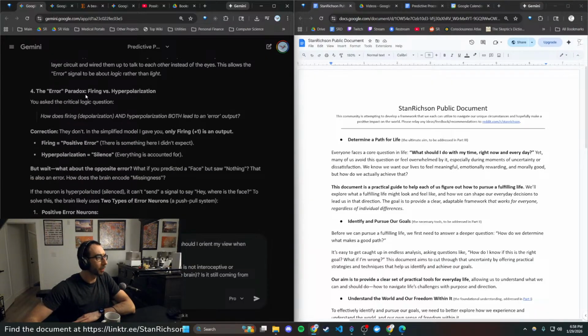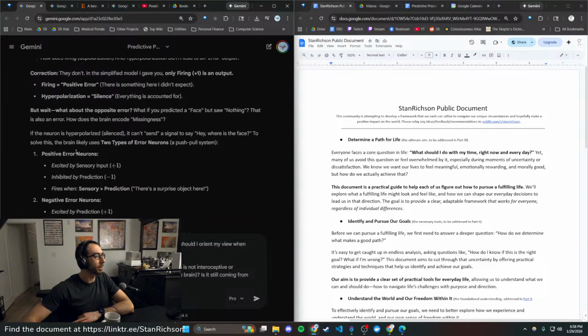The error paradox, firing versus hyperpolarization. How does firing, depolarization, and hyperpolarization both lead to an error output? Correction, they don't. In the simplified model I gave you, only firing +1 is an output. The hyperpolarization, everything is accounted for, is silence. But how about the opposite error? What if you predicted a face but saw nothing? That is also an error. How does the brain encode missingness?